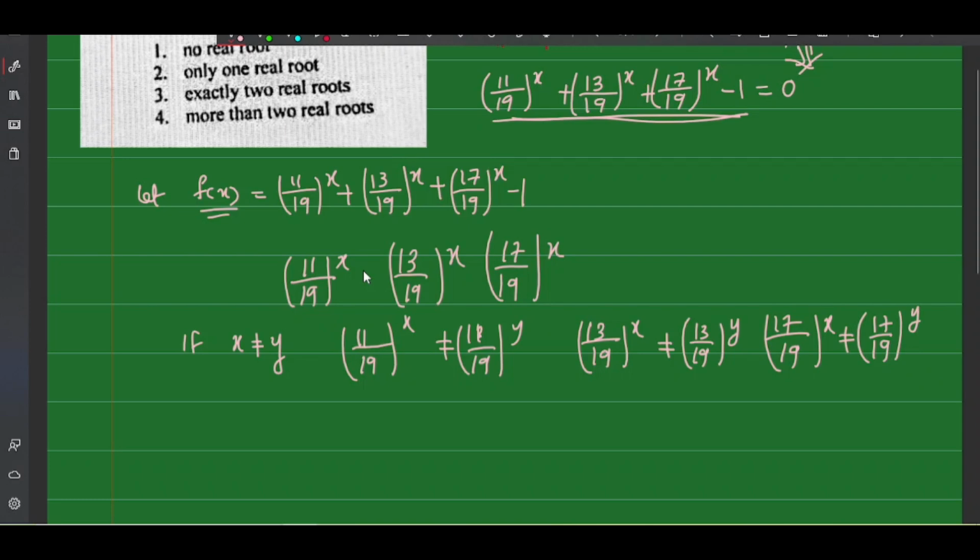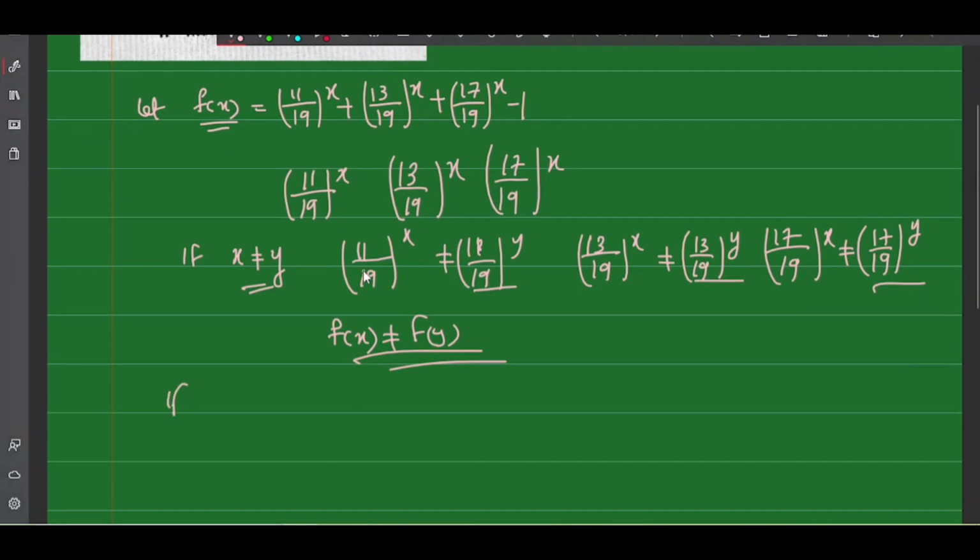So we can say that if x is not equal to y, then all of these terms are distinct. So f of x is not equal to f of y, because f of x is the summation of these terms, and f of y is the summation of these terms. Since x is not equal to y, these powers will be different, which means f of x is not equal to f of y. That is, if x is not equal to y, then f of x is not equal to f of y, which means f is a 1-1 function. So here f is a 1-1 function.